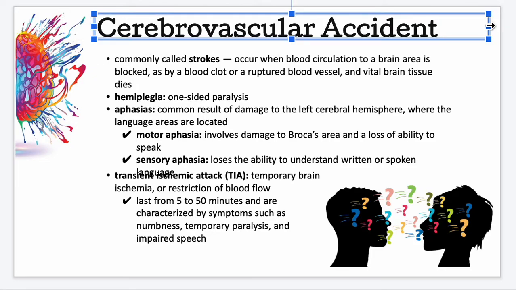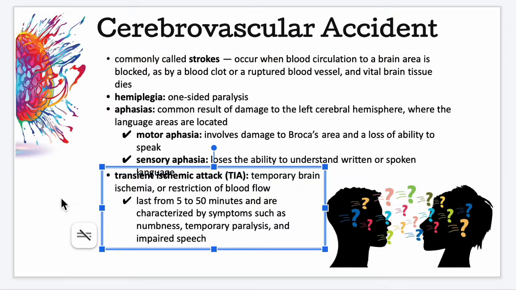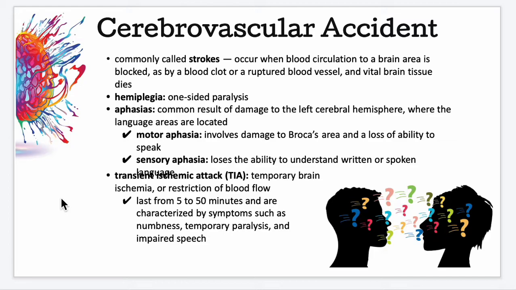Next is we have your cerebrovascular accident that's commonly called your stroke. So this occurs when the blood circulation to a brain area is blocked as by a blood clot or a ruptured blood vessel and the vital brain tissue dies. So hemiplegia, that's what we call one-sided paralysis. Aphasia is a common result of damage to the left cerebral hemisphere where the language areas are located. Motor aphasia pag may damage to the Broca's area. And sensory aphasia naman if they lose the ability to understand written or spoken language.